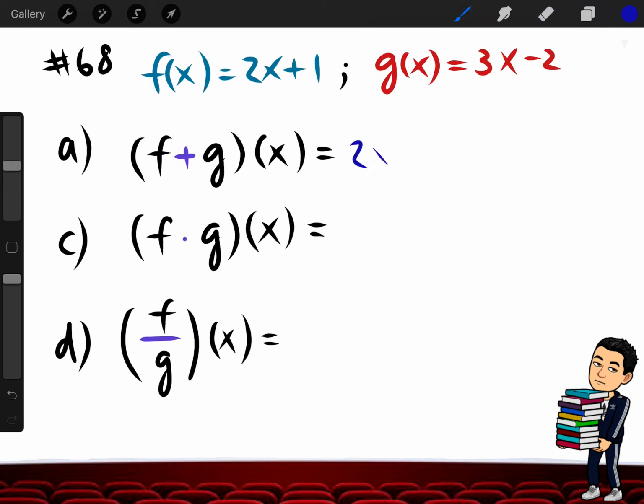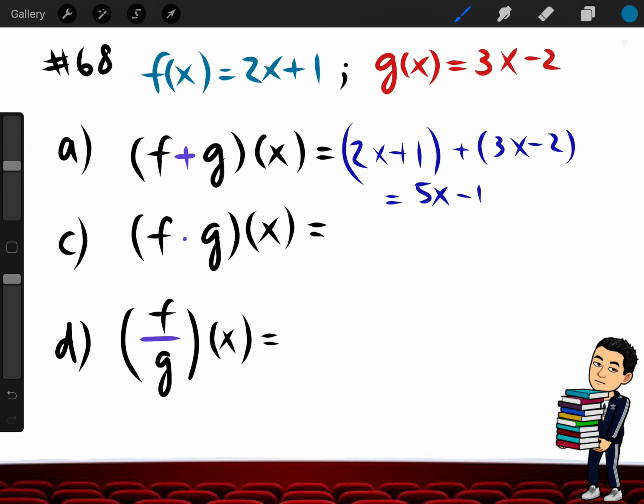All right, so 2x plus 1, you're going to add to 3x minus 2. Okay, go ahead and solve it. Combine the like terms. That's going to be 5x, so plus 1 minus 2, so that's minus 1. Okay, let's move on with a different color.